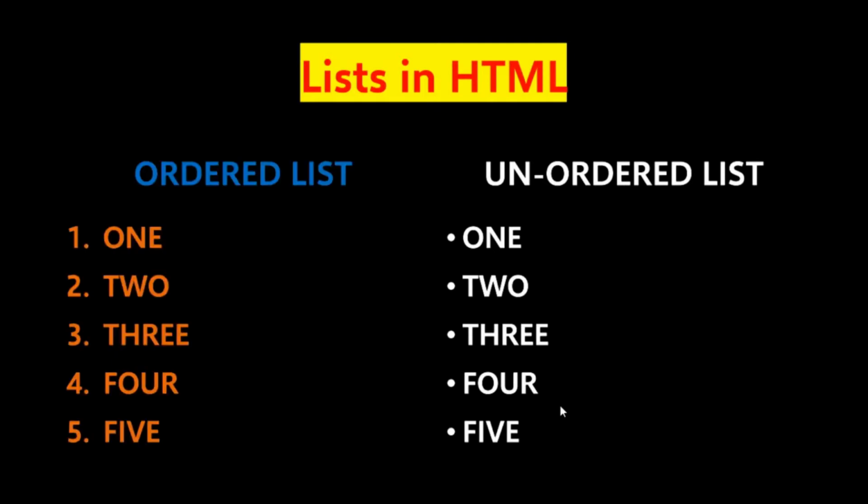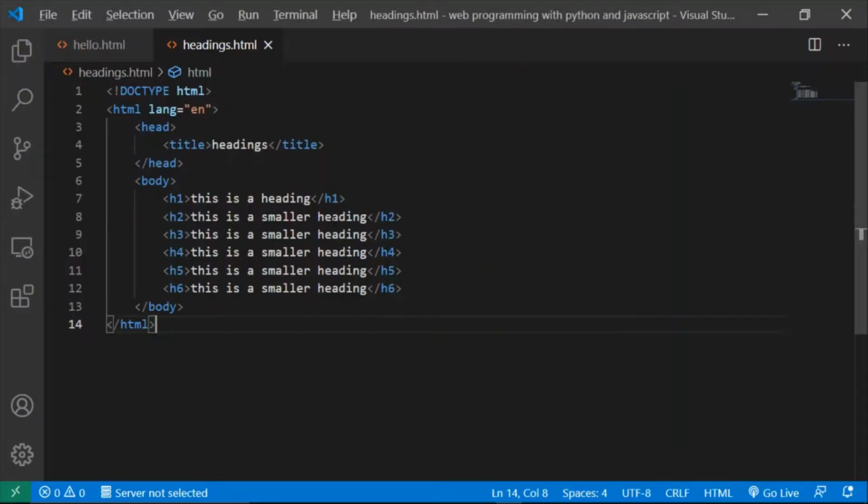We have ordered lists for things that are in a particular order, like item number 1, item number 2, item number 3. And we have unordered lists for lists that don't have any particular order. So just bullet point, bullet point, bullet point, for example. And both are quite easy to use.